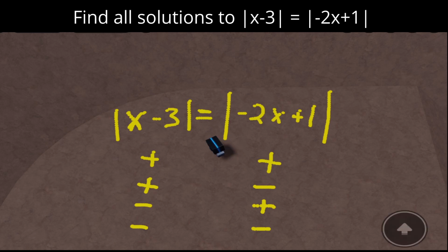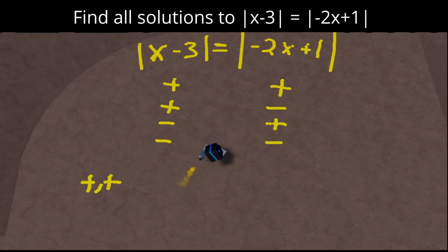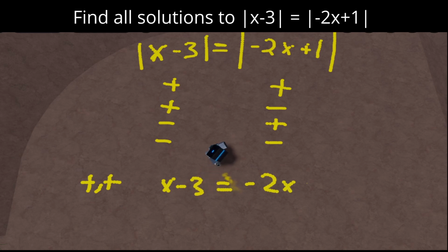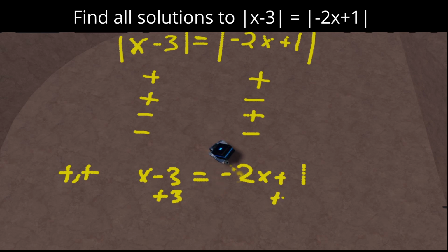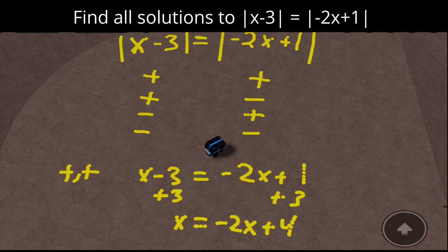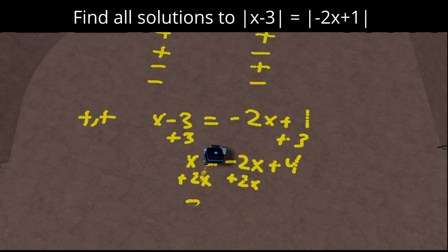So first, let's do the case where I don't alter any of the signs. I just keep it as it is and then remove those absolute value signs. So first, I'll write plus, comma, plus. This gets us x minus 3 is equal to minus 2x plus 1. So then to solve this, just add 3 to both sides. That's x is equal to negative 2x plus 4. Add 2x to both sides. And that gets me 3x is equal to 4. Divide by 3 on both sides. And therefore x is just equal to 4/3.